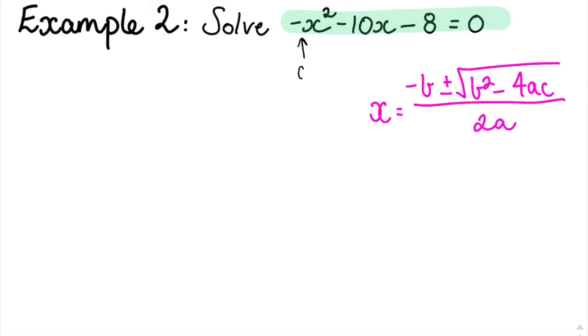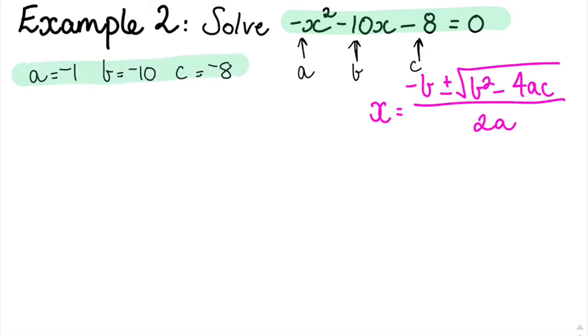A is going to be equal to -1, as -1 is the coefficient of the squared term. -10 is our b value, and -8 is our constant c. Let's rewrite these.